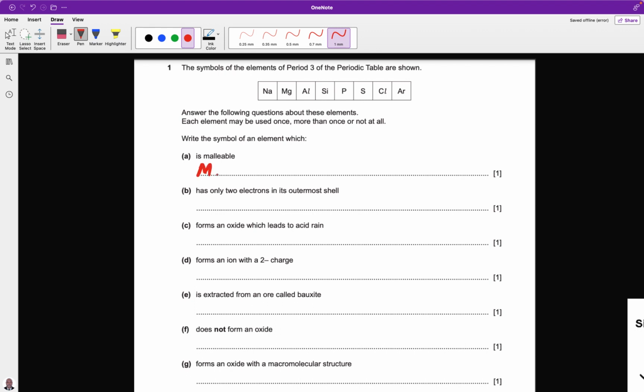They say write the symbol of an element which is malleable, can be twisted. Either magnesium, you take magnesium ribbon, you can turn it, magnesium will be there. Or you can take aluminum, you can use aluminum.